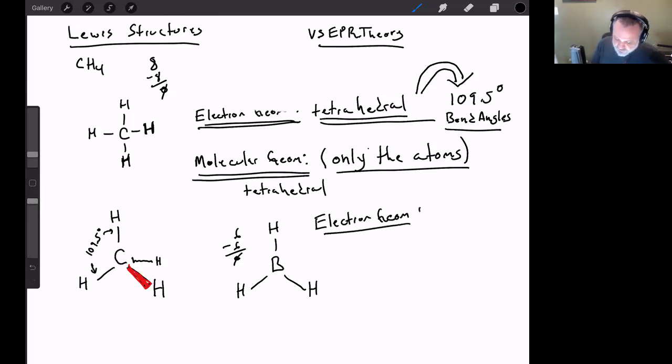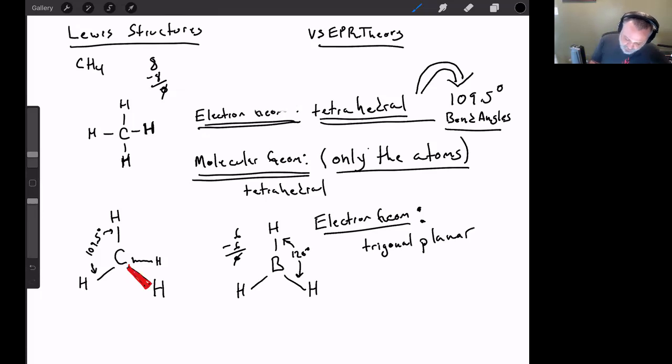Well, since there's 3 things, the furthest away that 3 groups can be is actually in a plane, and the bond angles in this case would be 120 degrees. Since it's in a plane and essentially it's in the shape of a triangle, it's called trigonal planar.